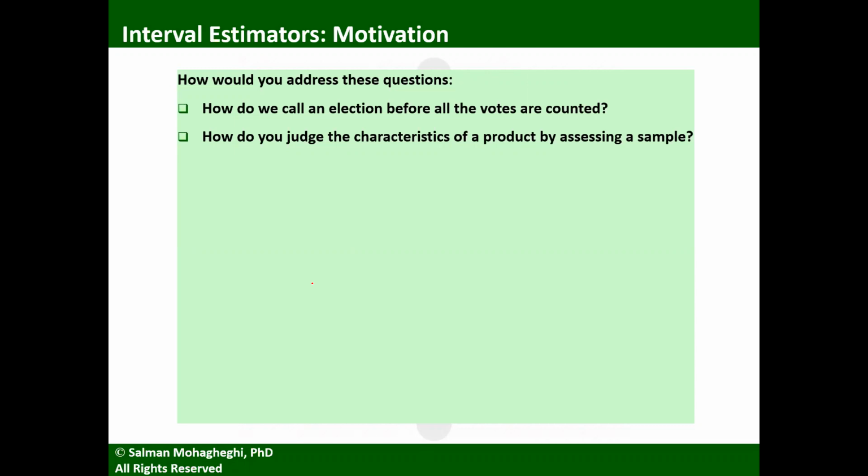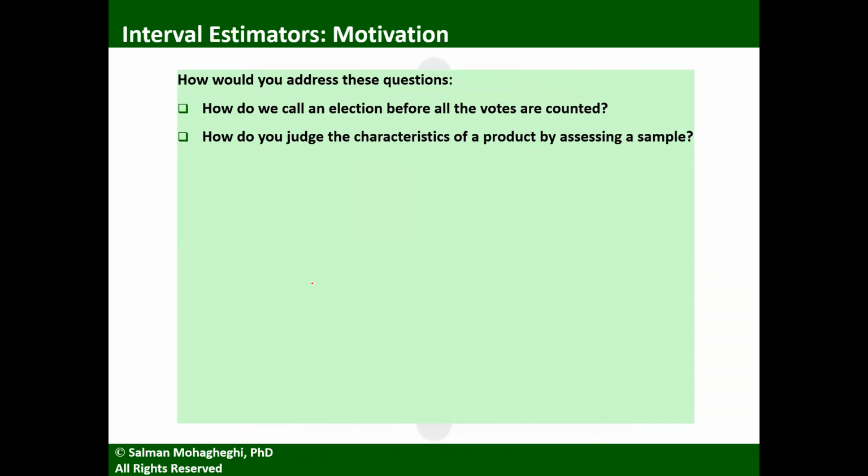So for example, I may not be interested in knowing what is the percentage of people who vote for a particular candidate based on a sample. Instead, I might be interested in knowing what is the range of possible votes that a particular candidate might get based on the sample data. For example, how do you call an election before all the votes are counted? Here, you don't know what the population is doing or voting. So what you can do is you can get a sample, assess that sample, and let's say that sample gives you a certain percentage of votes for that candidate. How can you extend that, generalize that to the population? What would be the ranges that you might expect from the population?